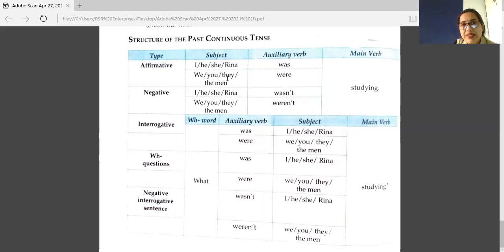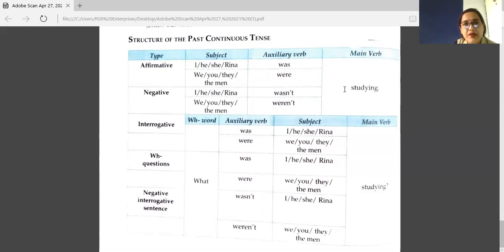If subject, you have plural there, or you, we, they, the men. There you have to use were and present participle studying. We were studying, you were studying, like this.